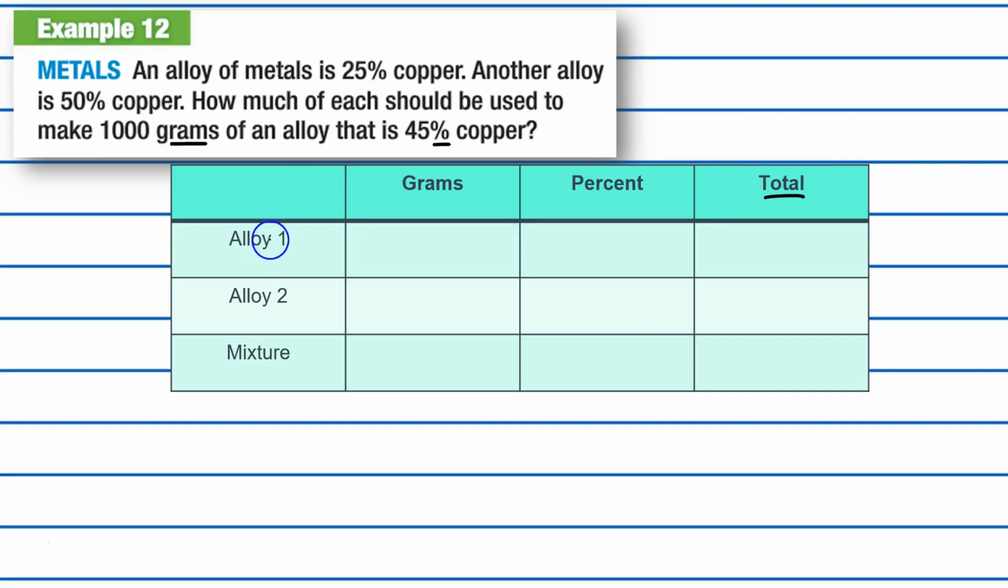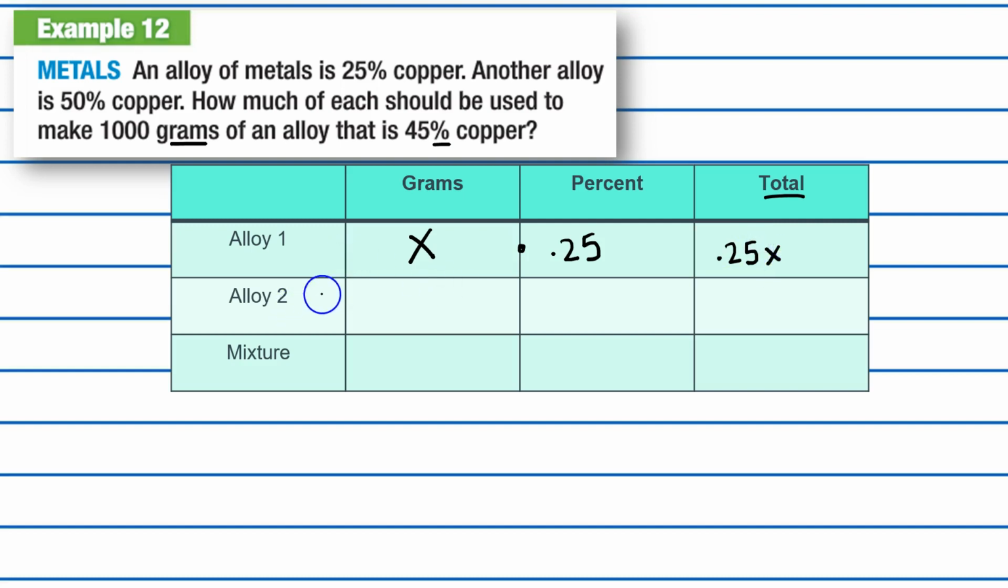Our first mixture is alloy 1, which is our 25% copper. We don't know how many grams it will be yet, so we're just going to say x. Our percent for alloy 1 is 25%. Let's put this as a decimal, so this will be 0.25. In order to find our total, we multiply them. I'm going to show that multiplication symbol right there. So 0.25x.